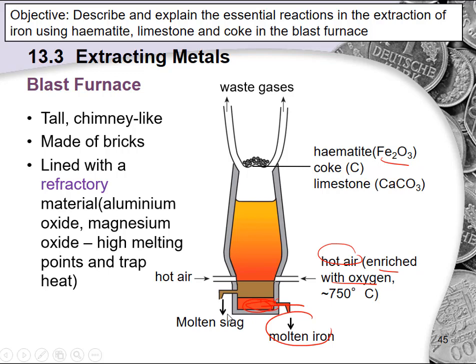Why do you think molten slag is above the molten iron? Because molten means that they're both liquid. Why do you think molten slag will float on top of molten iron? Obviously, it has to do with density. So in this case, molten slag has a lower density than molten iron, so it can float on top.